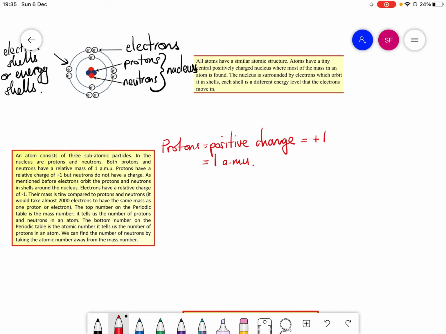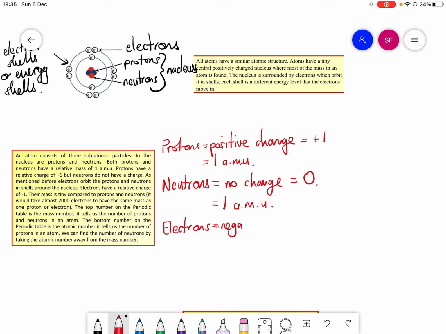If we look at our neutrons, they have no charge. They are neutral. If we were to write this, we would write this as a 0. They don't actually contribute to any charge in the atom. However, they do contribute to the mass of the atom because they also have a mass of 1, just like our protons do. Our last subatomic particle are our electrons.